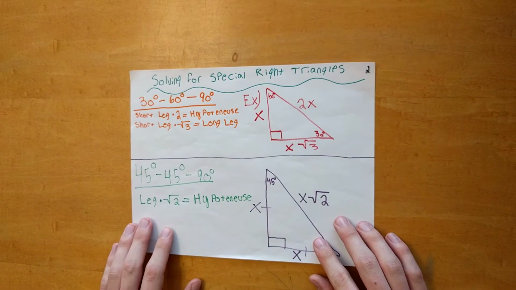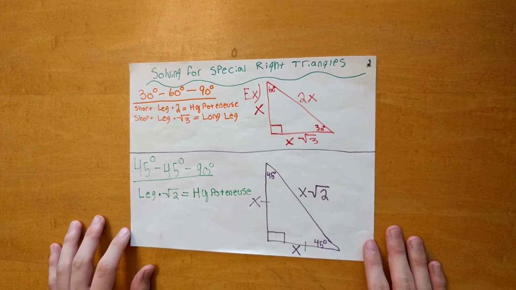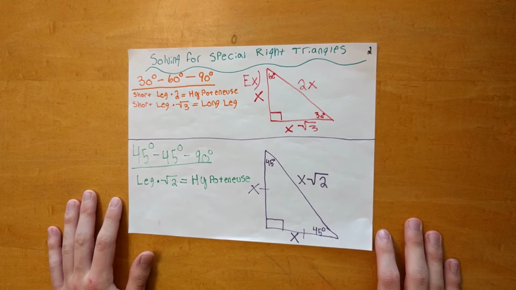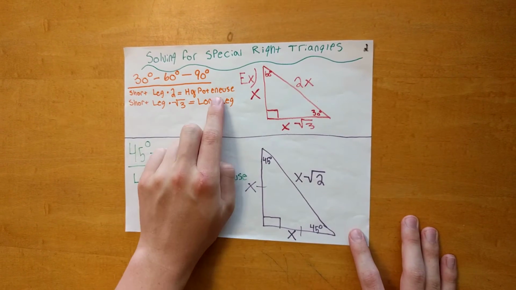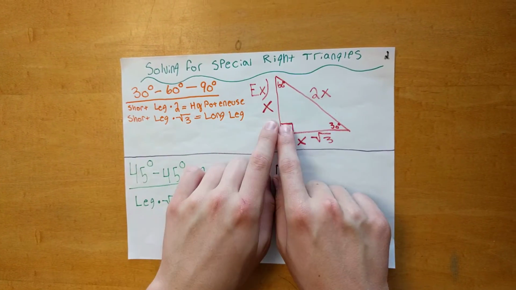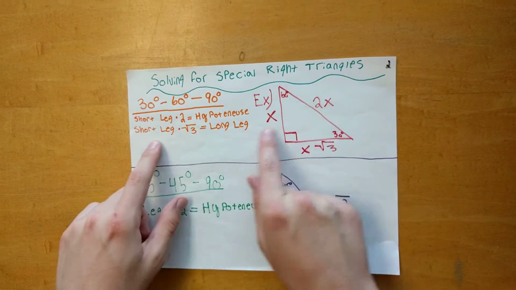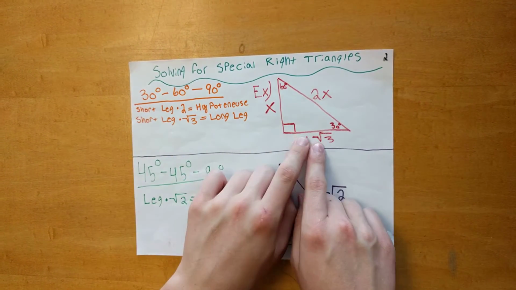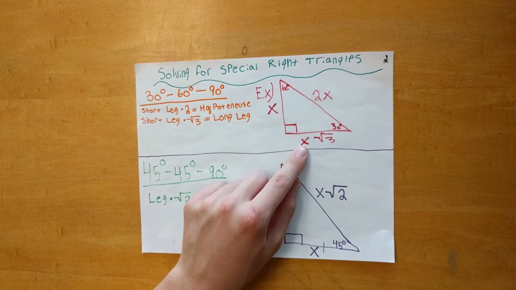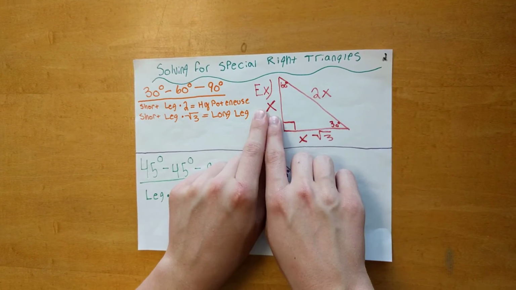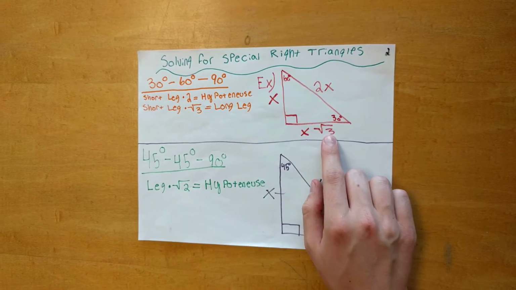When solving for special right triangles, there are 2 different triangles you're going to encounter, a 60-30-90 and a 45-45-90. When finding the hypotenuse in a 60-30-90, you're going to do the short leg times 2, as seen in the picture, and when you're finding the long leg, it's going to be the short leg times square root of 3. I know it's not a very good drawing, but that's the short leg, this is the long leg, short leg times square root of 3, it's right there.